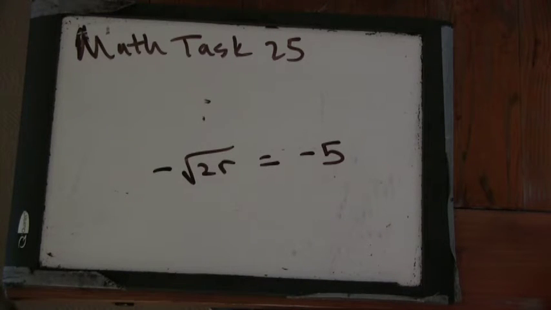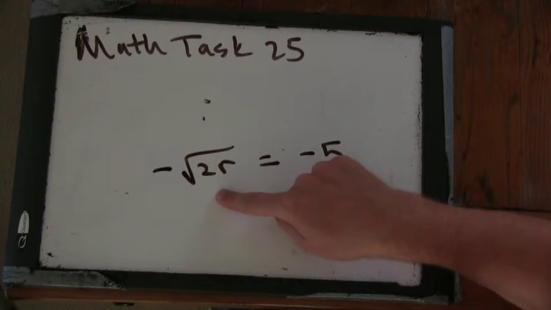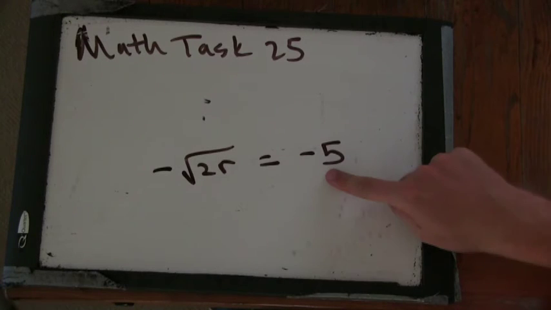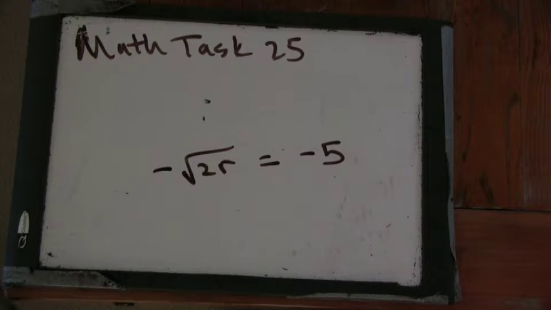Yeah, 2r equals 25. Okay, now are square roots positive or negative? Square roots are positive. Okay, so what about negative times the square root? What's that going to be? Negative. Is negative 5 positive or negative? Negative. So this kind of makes sense. Okay, so it does make sense. So we can square both sides.